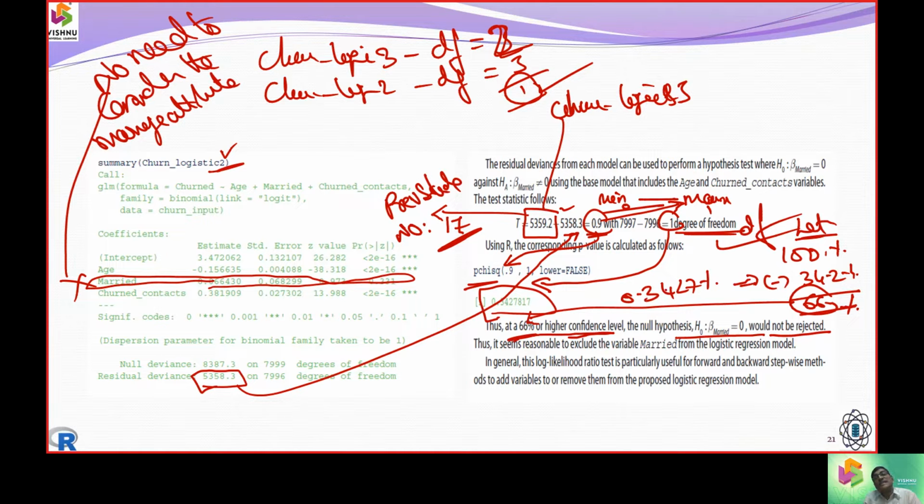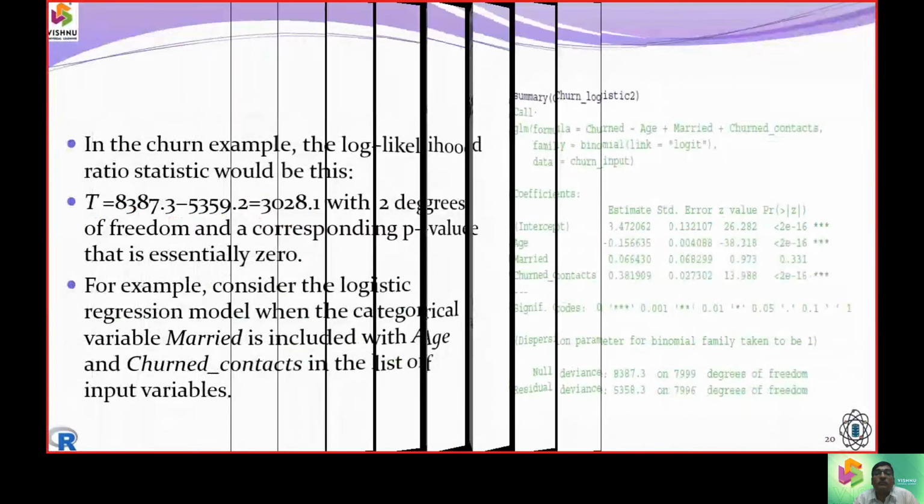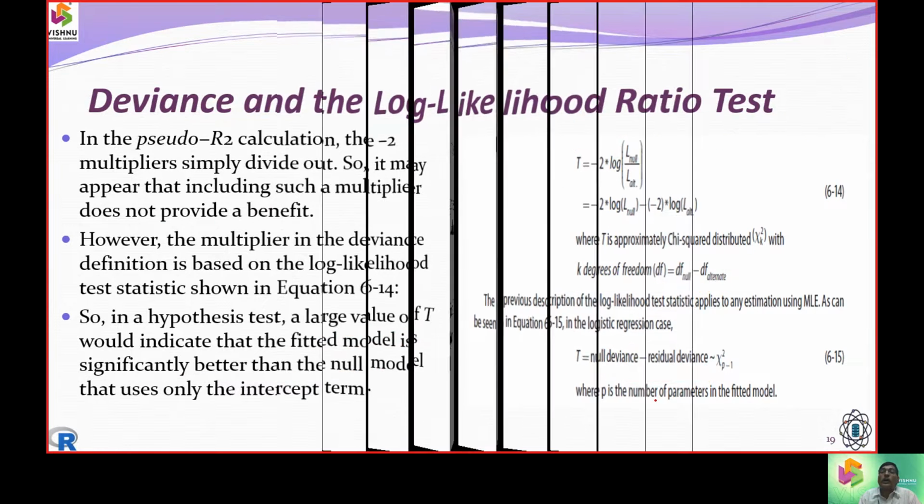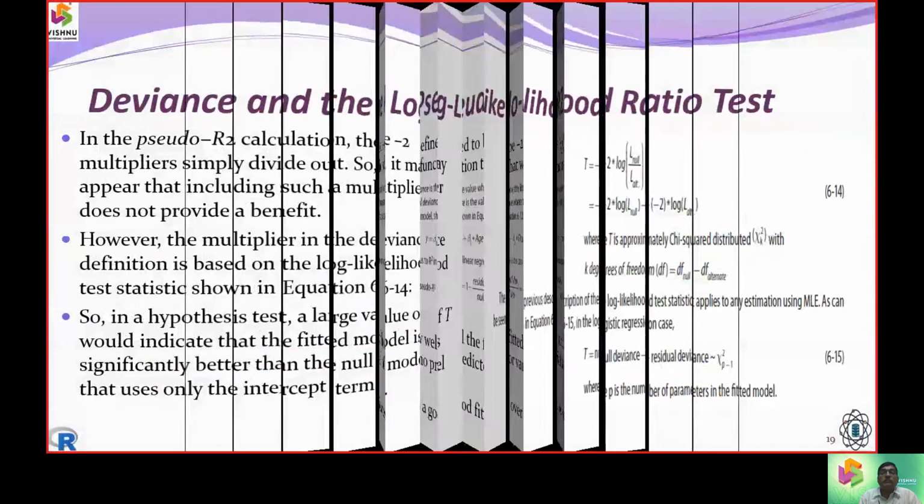How did you get this 66%? I used the chi-square method with the value 0.9. How did you get 0.9? I got the 0.9 from the log likelihood ratio test. How did you get this log likelihood test? It is the difference between the null deviance and the residual deviance. So I got it from the null deviance and residual deviance method.